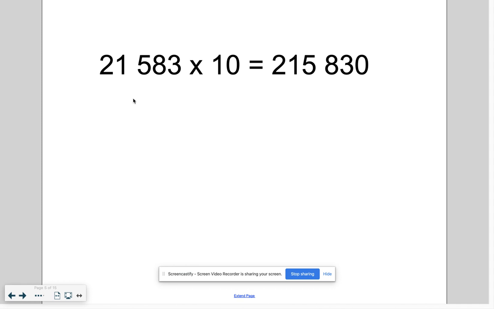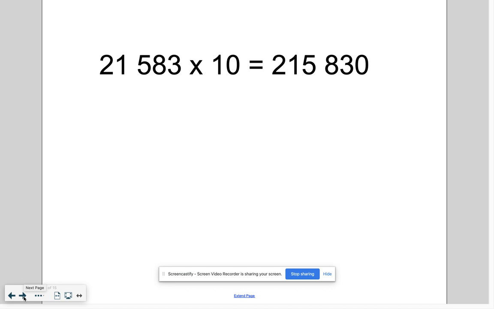So take a look at this crazy number. This is a big number, 21,583 times 10 is just going to be the same. You're just going to stick a 0 on the end. Now, this is a hard number to read, but I'll read it for you. It's 215,830. And so it's the same rule no matter how big. I could have a number here that had 20 digits in it. If I multiplied it by 10, it's going to have a 0 on the end because of that 10. So that's basically the strategy when you're multiplying by 10. And that will help you remember your 10 times tables.